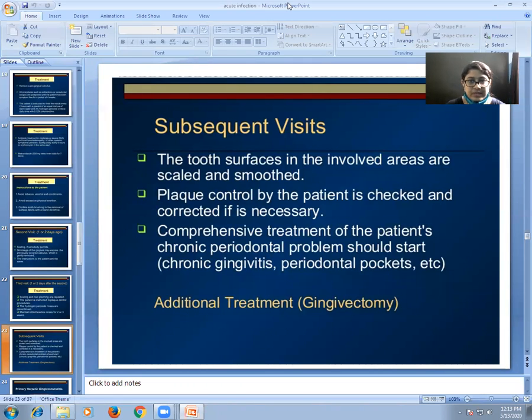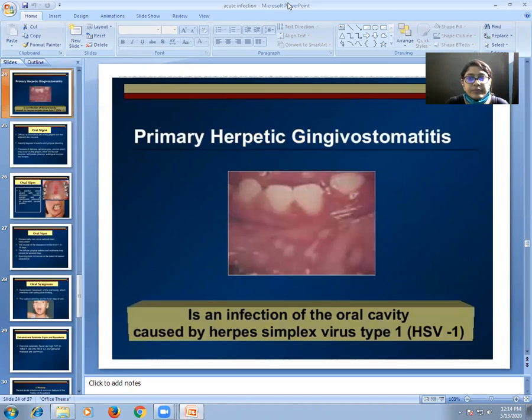What is gingivectomy? Gingivectomy is the removal of the gingival enlargement, to cut the gingival enlargement and shape the gingiva. So you have to perform the gingivectomy.